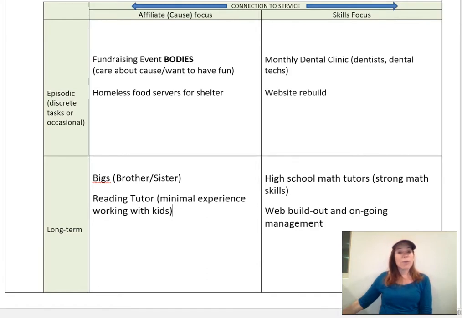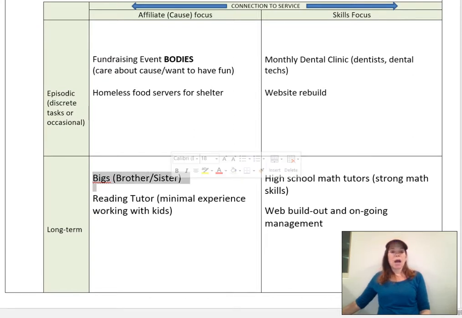Once you have built out the job description, you're going to come over here and place the jobs that you've built out into this chart. Are they people that don't need skills? And is the function something that is happening once in a while, episodic, or is it a long-term thing? So here we've got Bigs, Big Brother and Big Sister. I mean, they have to like kids, but that's not really a skill so much. And the tutors have to be willing to work with kids and have at least some minimal experience working with kids, but they're not really skill focused.